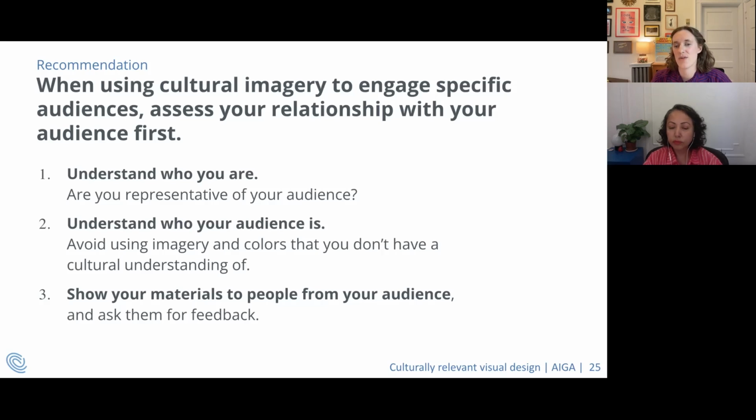And then to understand who their audience is. Who are they trying to reach in the community? Are they trying to speak to a specific group of people, or are they trying to speak to everyone in a community with really diverse backgrounds? There's a difference between if you represent and are part of your community versus if you don't represent the community that you're trying to reach. And here the takeaway is simply to avoid using imagery and colors that you don't have a cultural understanding of.